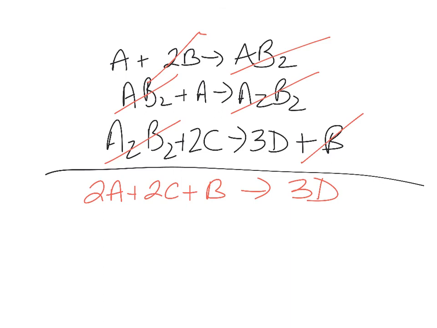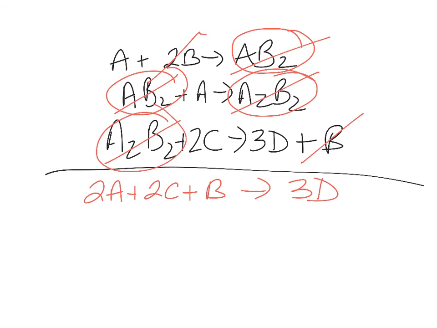Anything that canceled, that was made in one step and then used in the next step, are your reaction intermediates. So reaction intermediates were AB2 and A2B2.